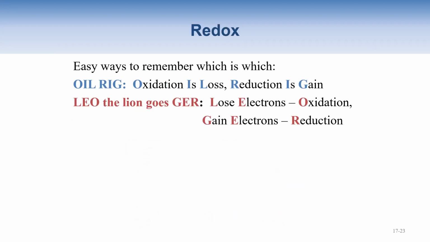So there are a couple different things that we can remember this by. OIL RIG, so oxidation is loss, reduction is gain. Or LEO the lion goes GER. Lose electrons, oxidation; gain electrons, reduction. Those are just two mnemonics to help you remember. I prefer the lion one because I'm an animal person, but you can choose which one to help you remember.